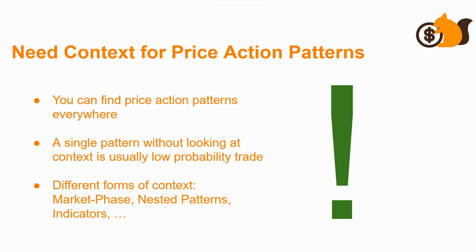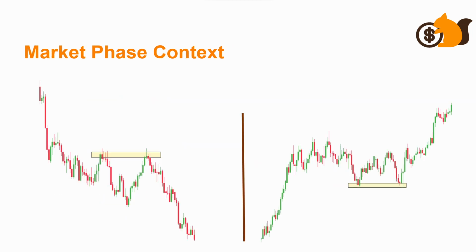There are different types of context you can look out for. For example, the current market phase, nested patterns, or some technical indicator. Let's look at double tops and bottoms in different market phases. In my experience, the most reliable double tops and bottoms are part of a trend. These often occur inside a pullback, as you can see on the two pictures below. The benefit with a pattern like this is that you get an entry signal in the direction of the trend.